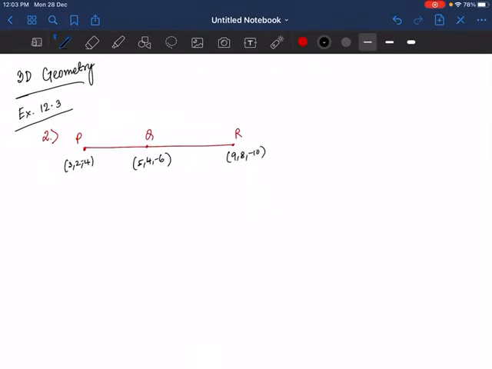And they said to find the ratio in which Q divides PR. So we have to find this ratio. First thing I will do is let the ratio be K is to 1. I will take the ratio to be K is to 1. So I will write here, let the ratio in which Q divides PR be K is to 1.